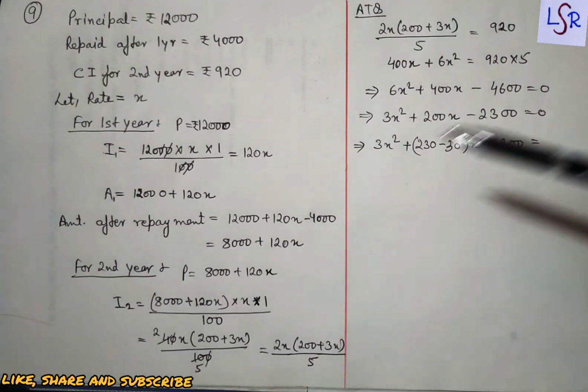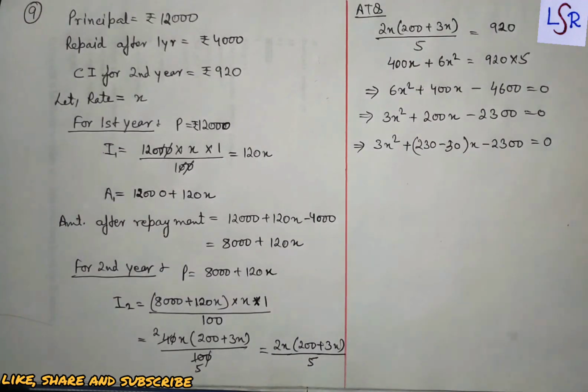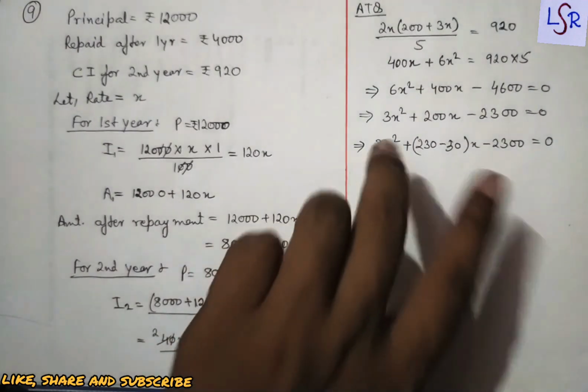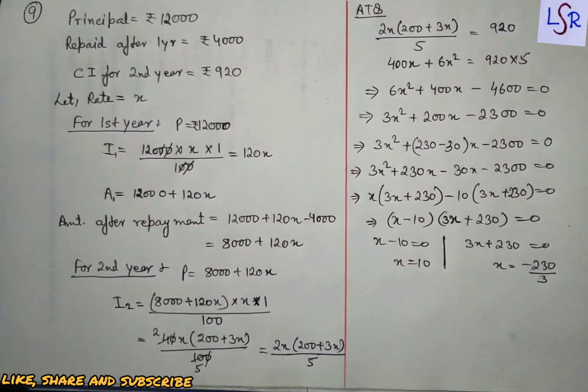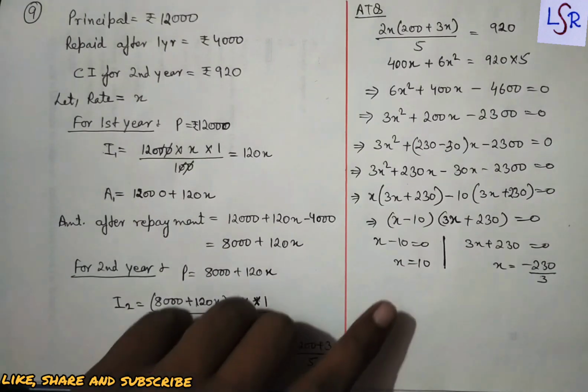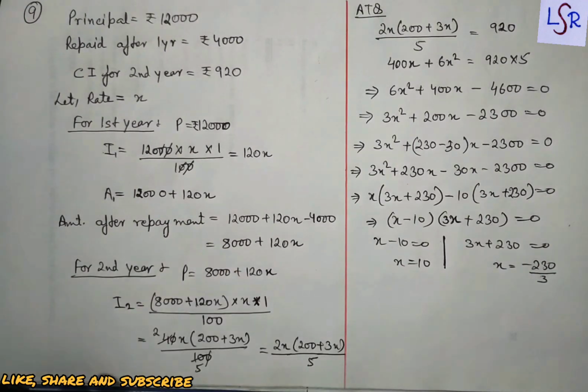Now we are going to just open the bracket and solve it. Here we get the value of x as 10 and minus 230 upon 3, and as the rate can't be negative, therefore x will be equal to 10, the rate will be equal to 10% per annum.